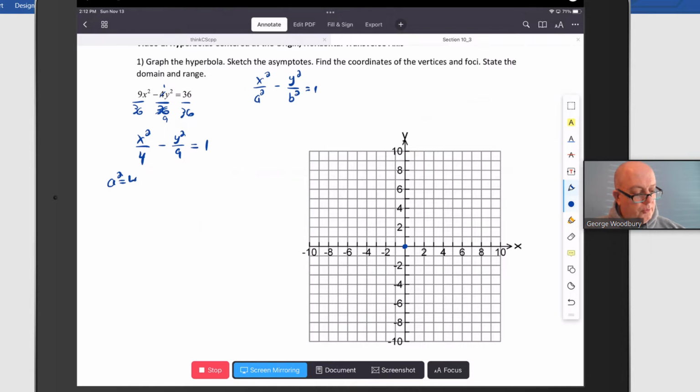a squared equals 4, so a equals 2. That means I move 2 to the right and 2 to the left, and I need those as points. That's where those branches of the hyperbola are going to turn. Now, b squared equals 9, or b equals 3. That's not going to give me a point on the graph, but it's going to give me a guide to draw my asymptotes through. So I move up 3 and down 3. Those four locations, I can make a rectangle out of. I'm going to go ahead and do that.